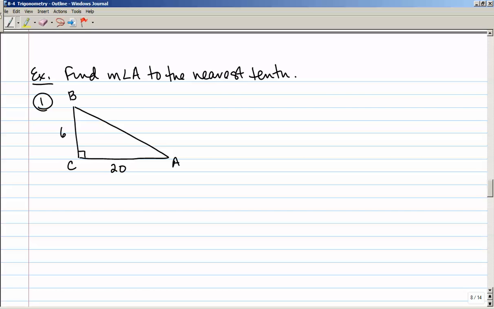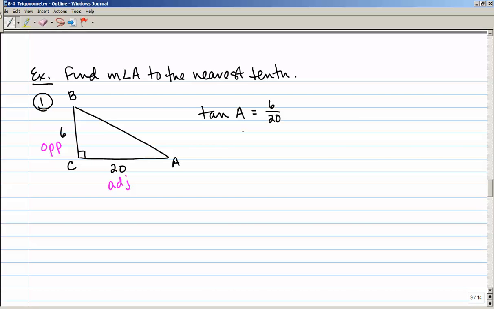Find the measure of angle A to the nearest tenth. So I don't know what angle A is, but in relation to angle A, 6 is opposite and 20 is adjacent. So the trig ratio that uses opposite and adjacent is tangent. So I'm going to say the tangent of angle A, because remember, sine, cosine, or tangent are something you do to an angle, but I don't know the angle, so I'm just going to call it A. Because tangent is opposite over adjacent, that's going to be 6 over 20.